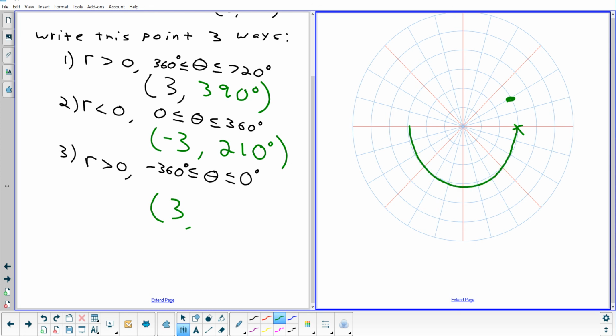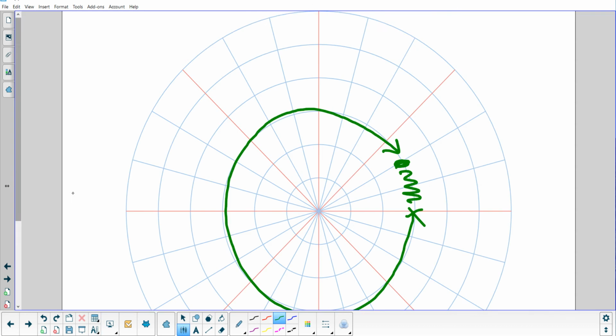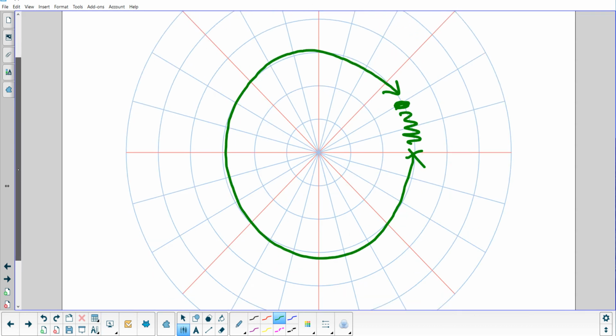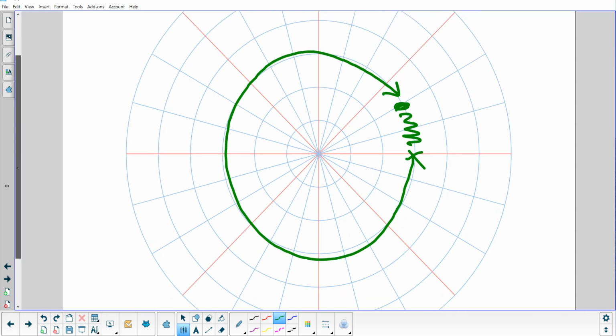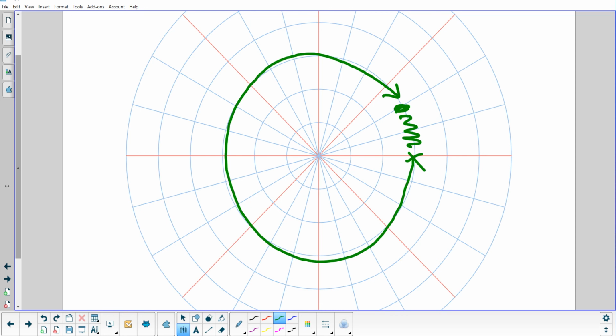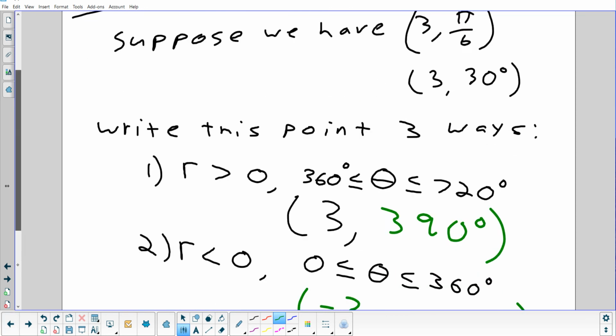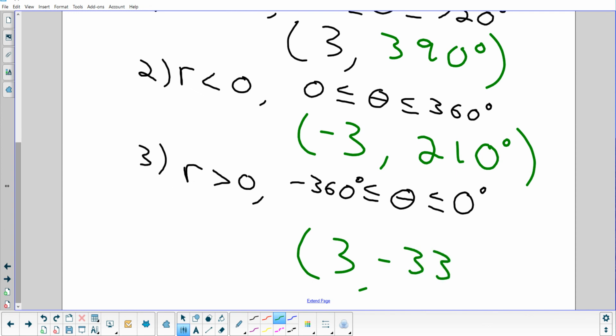Well, we know how much that section is. So how much is that other section? And because we went clockwise, what kind of number? Negative. That's negative 330 degrees. So just a little practice writing points different ways. Any questions on that?